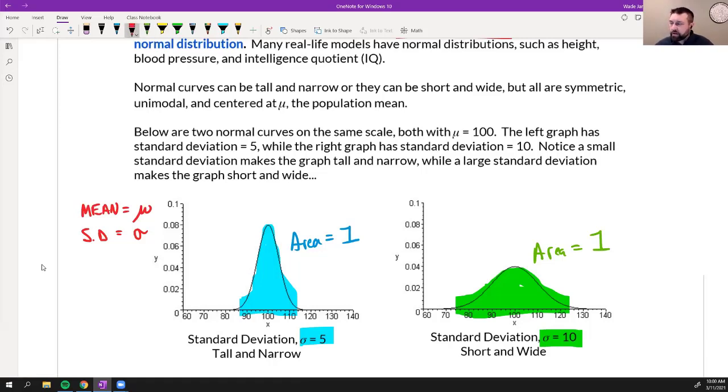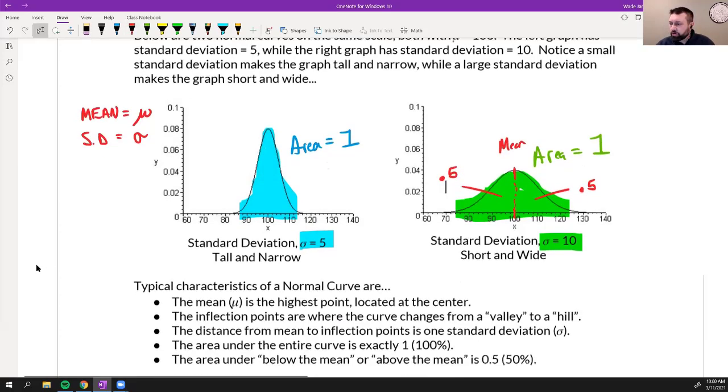Here's something else. This midpoint, this mean, is a line of symmetry. And this area above the mean is 0.5, and this area below the mean is also 0.5.